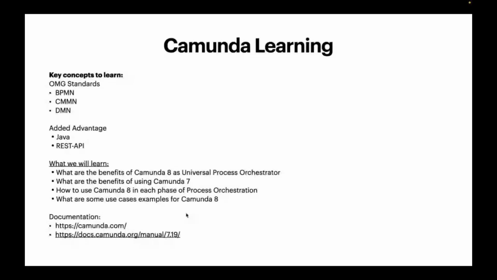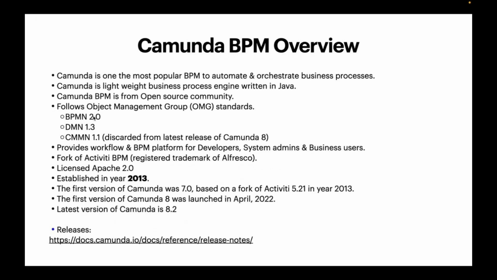of OMG standards, which is BPMN, CMMN, and DMN. It provides support for the latest standards and notations available. So BPMN has the latest standard and notation, which is known as 2.0. DMN is used for writing the business rules. They have support for the latest notation of 1.3. And in Camunda 7, we have support for case management as well, with the latest standard and notation of 1.1. So we will learn all these three things.